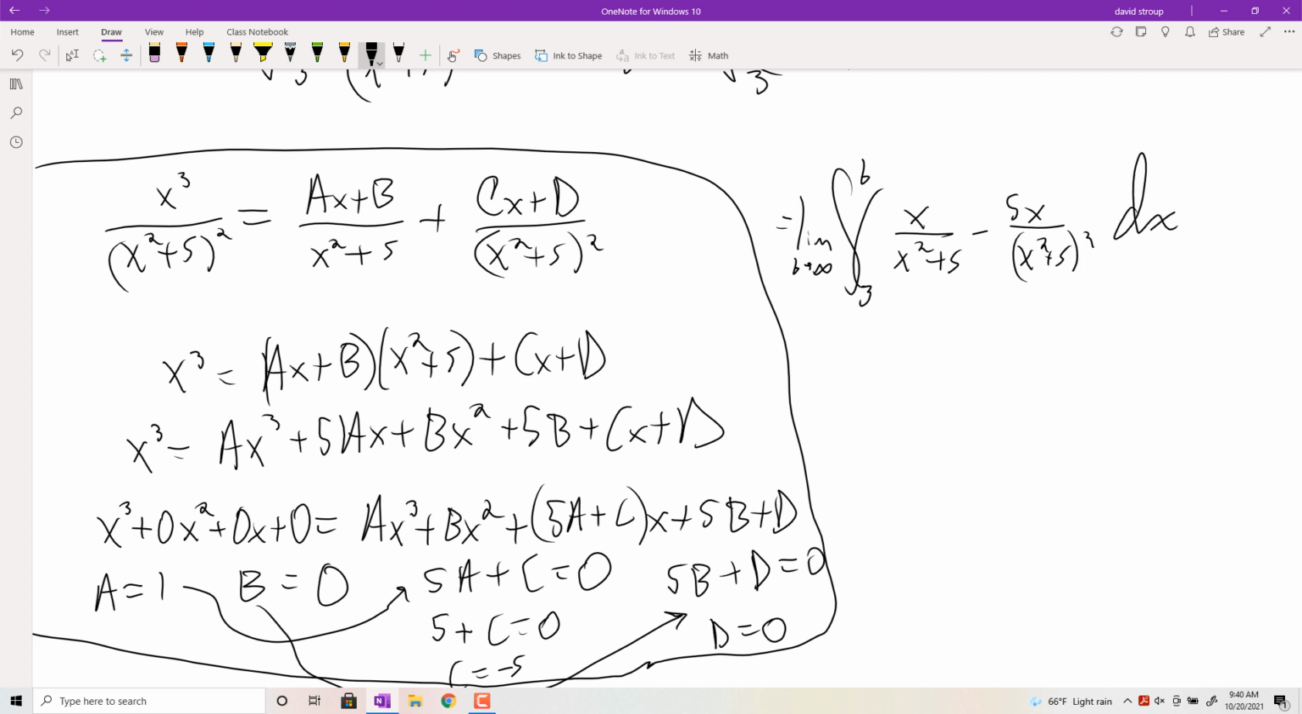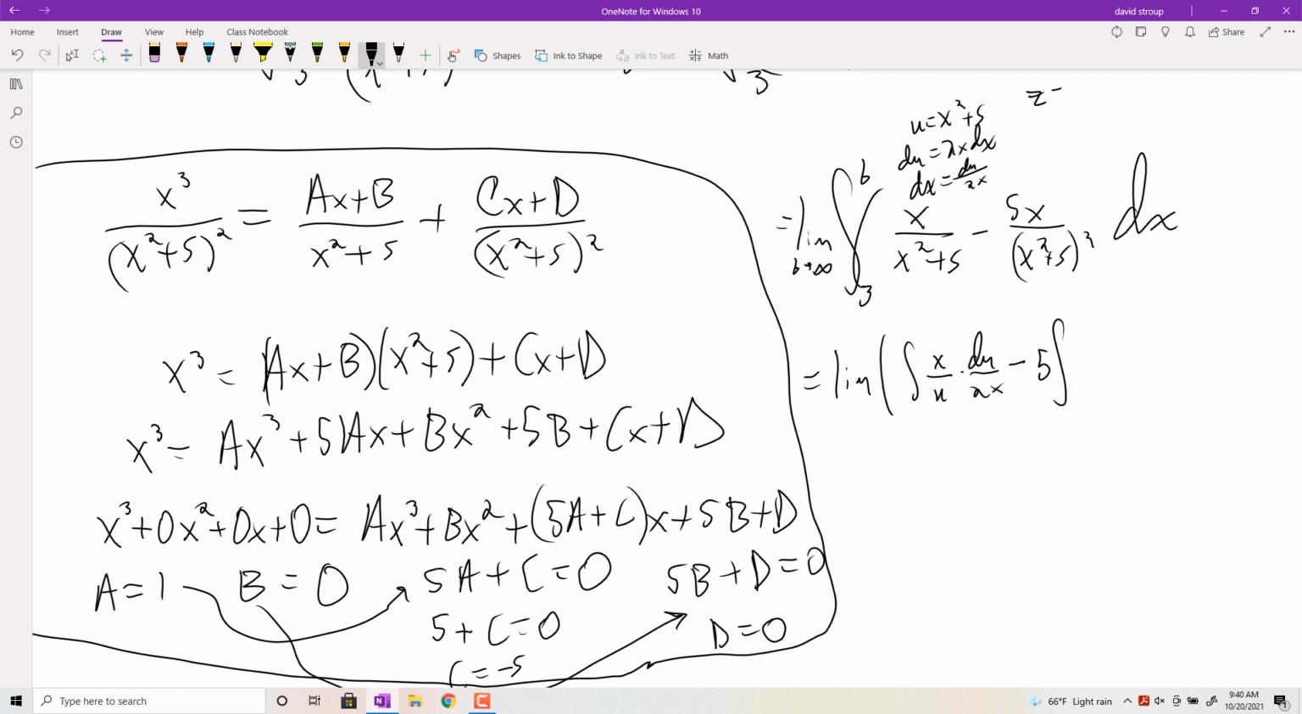Okay, I'm going to split this into two integrals. I'm going to have to do u subs on both of them. So I'll have a limit of the integral of this first one. Let's do a u sub on x squared plus 5. So du will be 2x dx, and then dx will equal du over 2x. So I get x over u times du over 2x minus, I can factor out 5 integral.